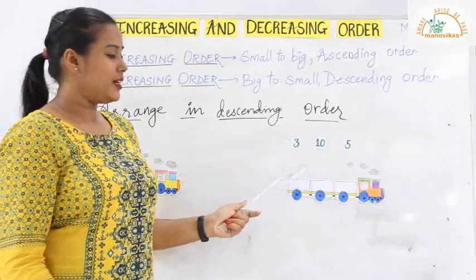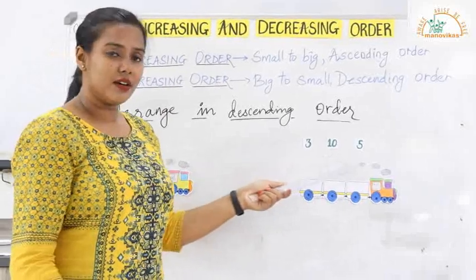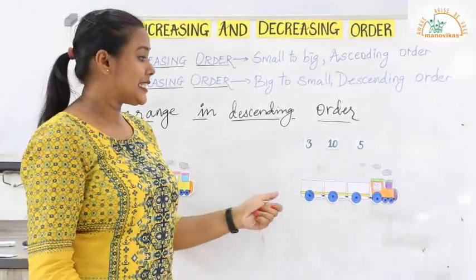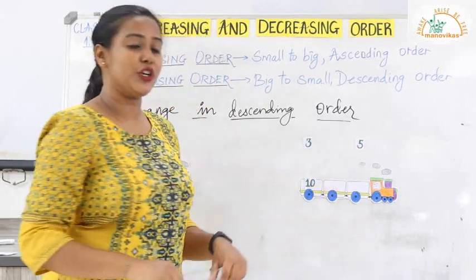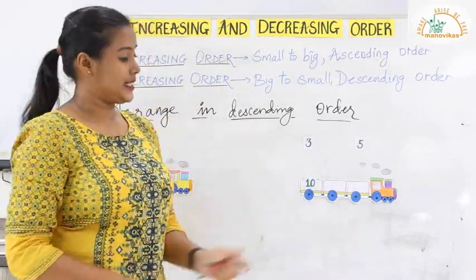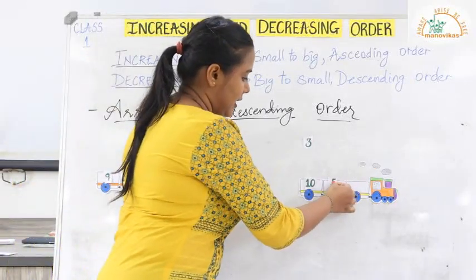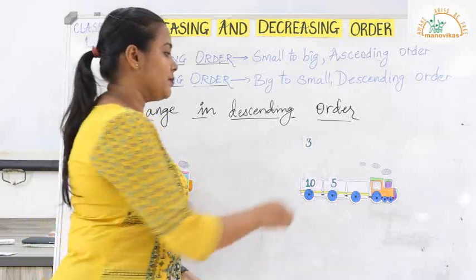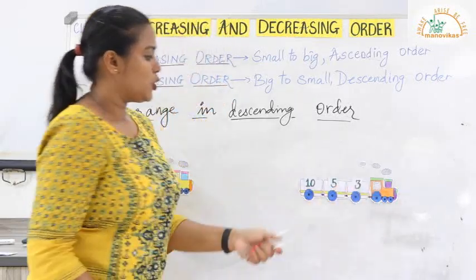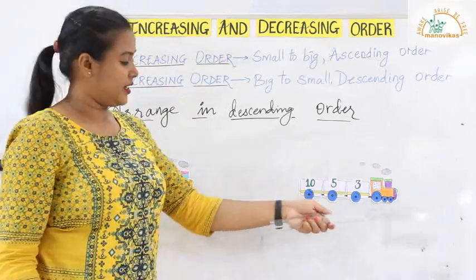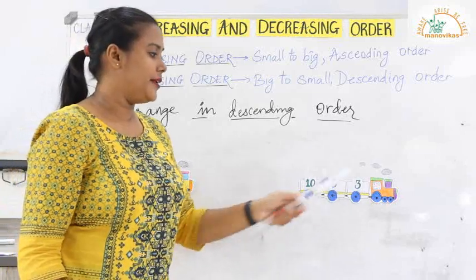We have numbers 3, 10 and 5. The bigger number here will be the number 10. So students, which is going to be the next number? Yes, it is going to be number 5. And then the smaller number or the smallest number will be number 3. So here we have arranged the numbers in descending order, that is from number 10 to number 5 and number 3.